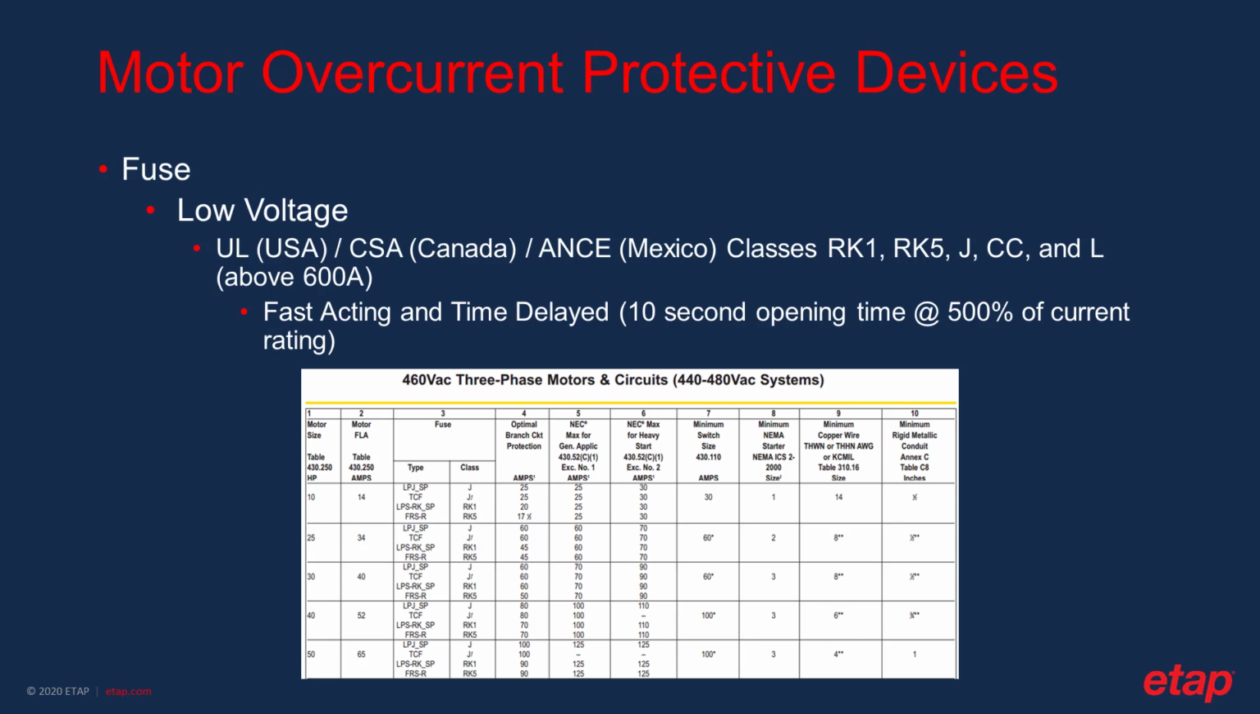These fuses can be made or used in two different types. They could be fast acting or standard acting, or time delayed or slow speed, which means the opening time for the fuse would be 10 seconds at 500% of the current rating.